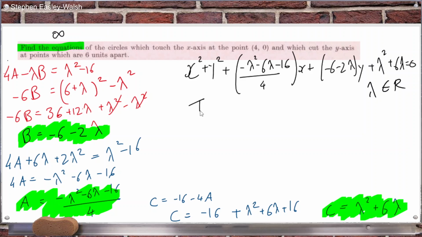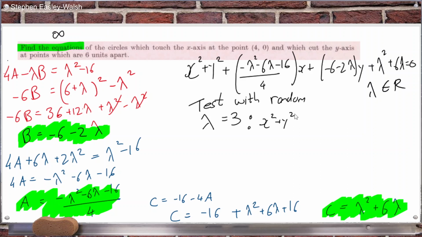So let's test this. I'm going to pick a random lambda and see if it crosses at the point (4, 0) and where it crosses the y-axis, if they're 6 units apart. Let's say lambda equals 3. So I'll just get my calculator out. Let's see what equation that would make. That would be x squared plus y squared, and that's 4, so that's minus 9, minus 18, minus 16. Or maybe I should pick a number that doesn't produce a fraction.